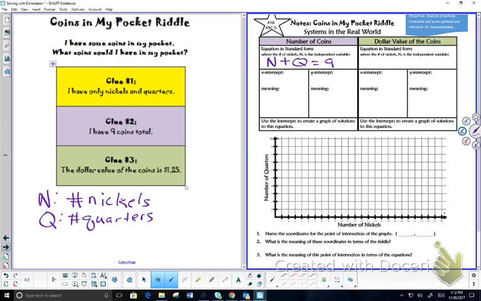Since it's a system, that means there's more information because we have to write 2 equations. This one talked about how many coins were in my pocket. The other one's probably going to be about how much they total money-wise. Clue number 3, the dollar value of the coins is $1.25. How would I write that? $1.25 equals $1.25. So we got equals $1.25.